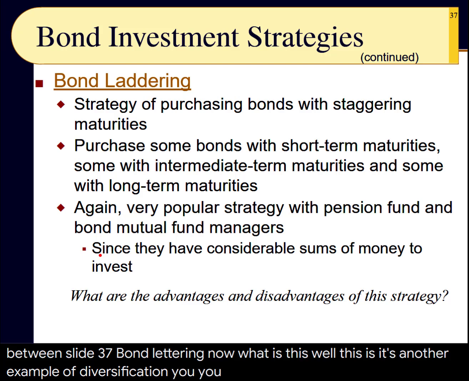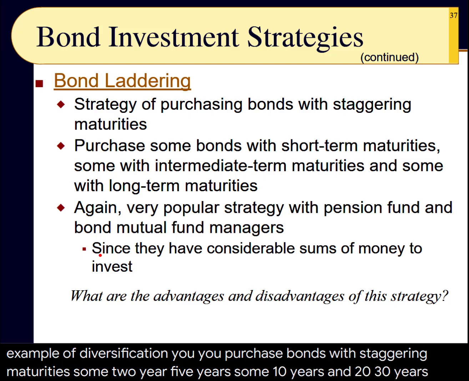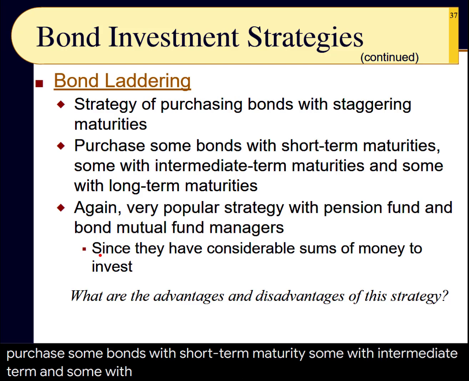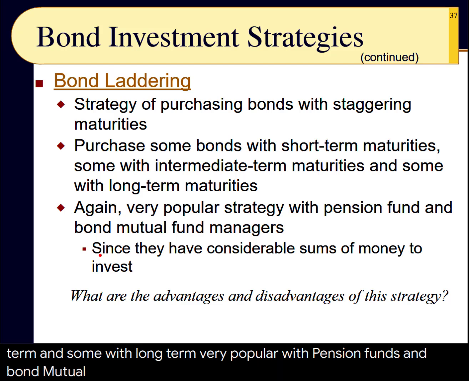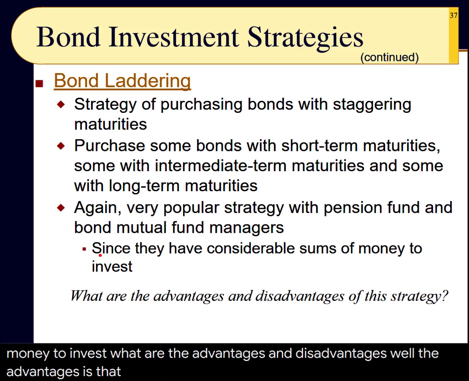You purchase bonds with staggering maturities, some 2 year, 5 years, some 10 years, some 20, 30 years. Purchase some bonds with short-term maturities, some with intermediate term, and some with long-term. Very popular with pension funds and bond mutual fund managers since they have considerable sums of money to invest. What are the advantages and disadvantages? Well, the advantage is that you're diversified. What's the disadvantage? Well, that you're diversified.